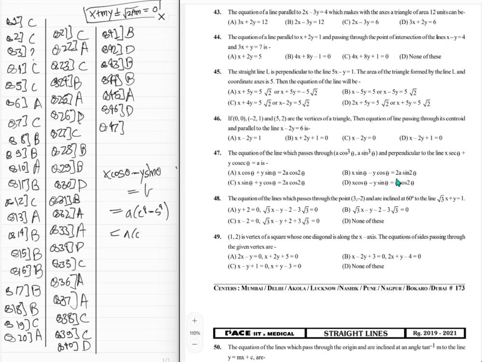So a into c square plus s square, a into c square minus s square, and guess what? This is 1. So yeah, a into this thing is just cosine of 2 theta. That's exactly what they were saying. So x cosine theta minus y sine theta equal to a cosine 2 theta. Yes. So 47D.